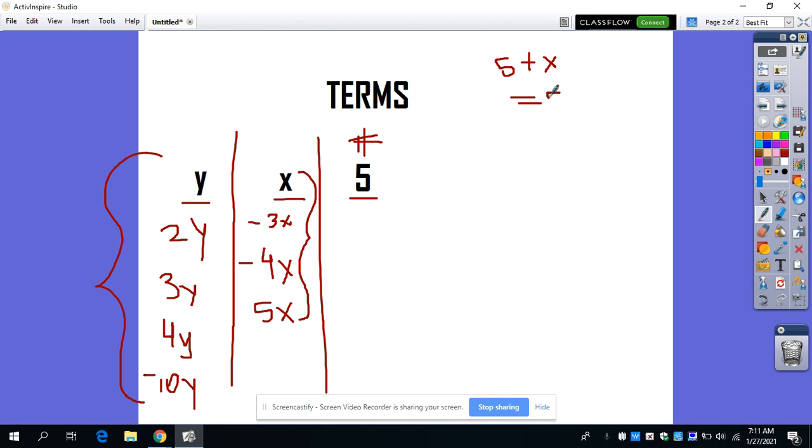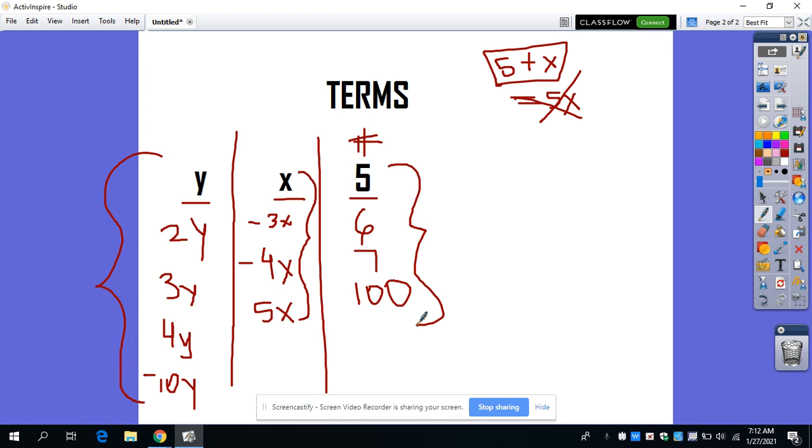Never do, oh, this means this is 5x. That's wrong. 5 and x are not the same term. You cannot combine them. But if they're the same kind of number, so it can be 6, 7, 100, whatever you want, it's called a constant, and you can combine these, okay?